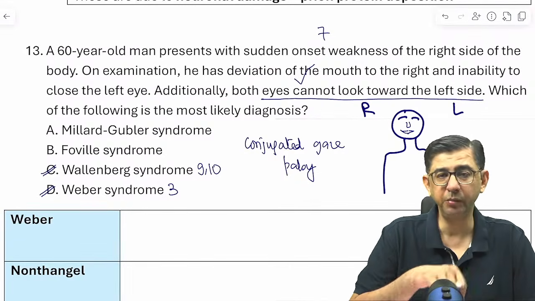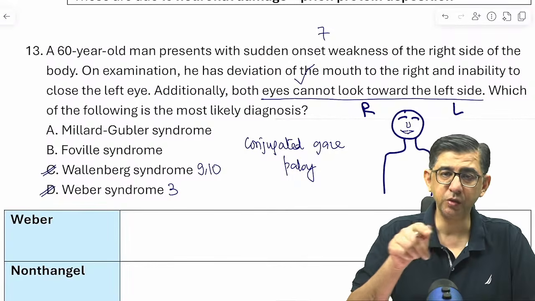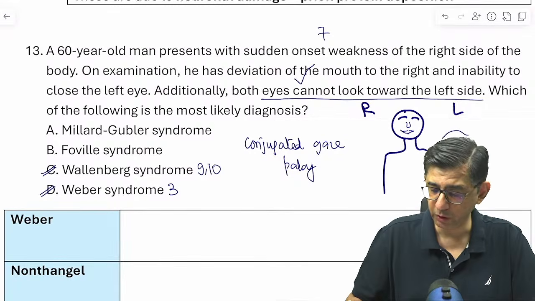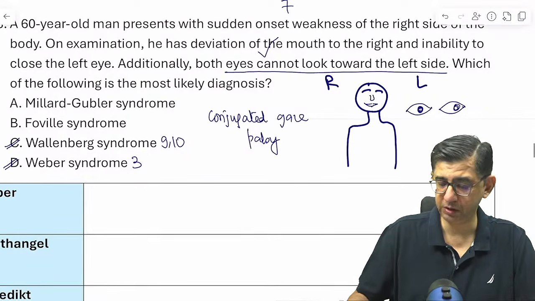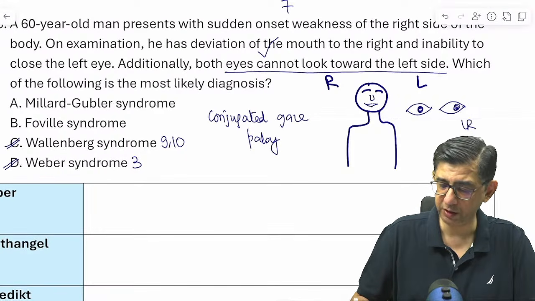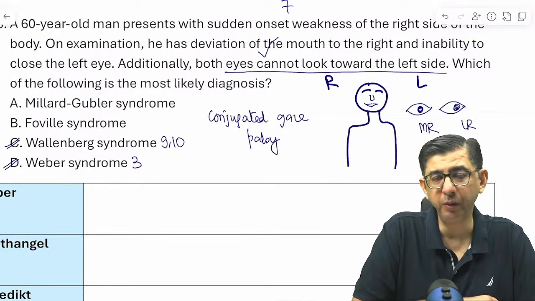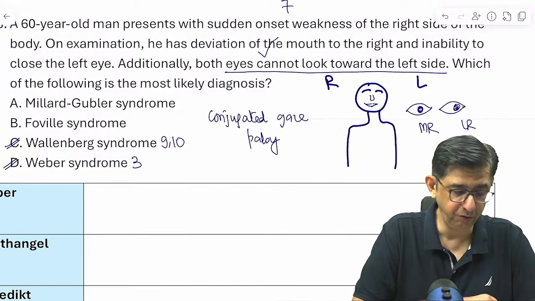The main concept in this question is that the nucleus of the 6th nerve is involved. That is going to communicate with the third nerve nucleus of the opposite side. You see, we both can look towards the left and we both can look towards the right. Suppose a person has to look towards the left side, then on one eye the lateral rectus would be used, and on the other side the medial rectus would be required. And for this you need the PPRF, that is the parapontine reticular formation, which usually gets affected in Foville syndrome.